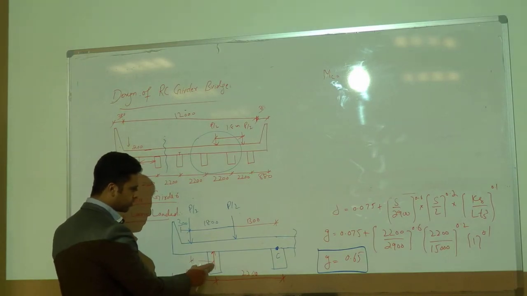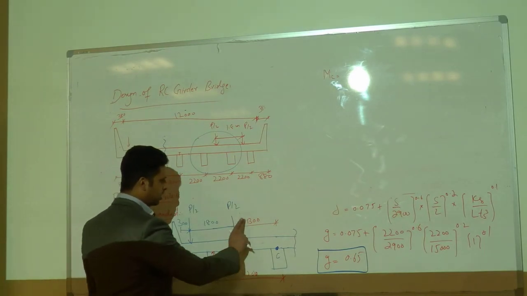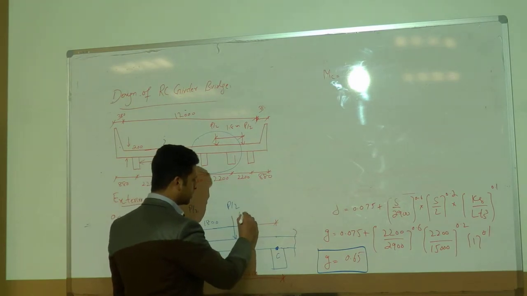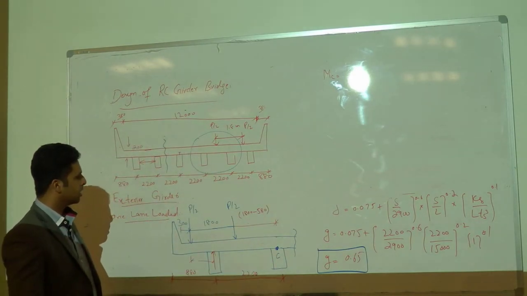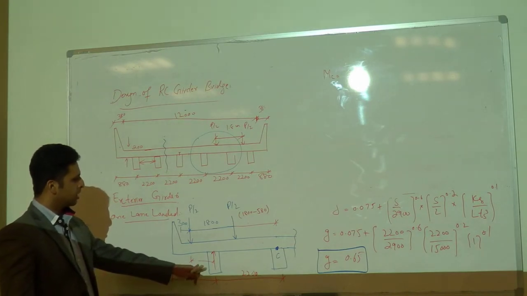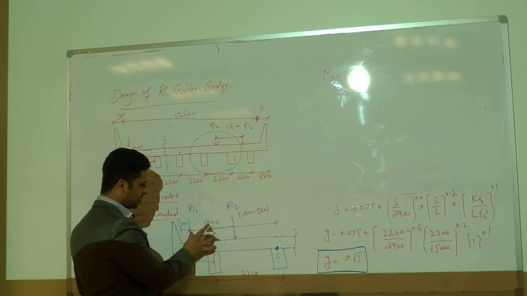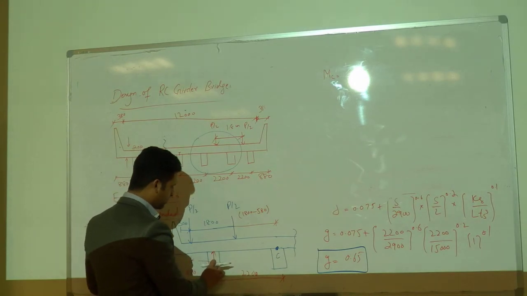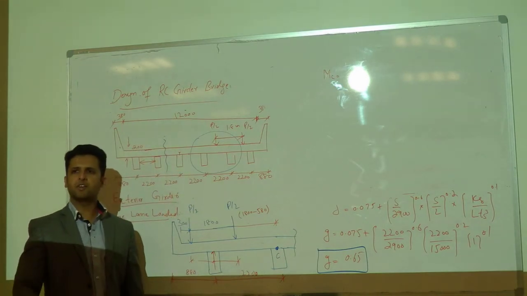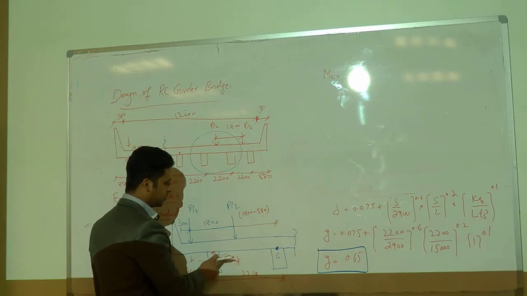How much is this distance? It will be 580. So 1800 minus 580 is 1,202. This distance is how much? 580. And this distance is 580, and the distance from this point to this wheel is how much? 1800 minus 580, which is 1,220.